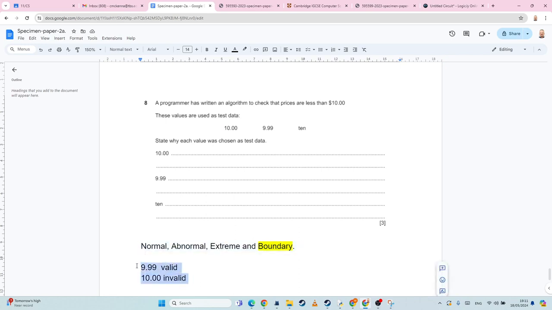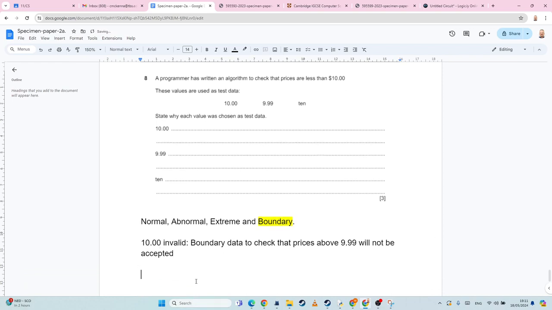But let's say that 10 is invalid. Boundary data to check that prices above 9.99 will not be accepted. Again, probably more than you need, but better to write too much than not enough, unless time is an issue.